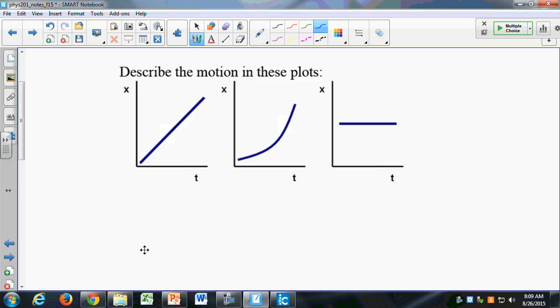Because the slope is constant. That means the velocity is not changing. If the velocity is not changing, the acceleration is 0. Okay? Yeah, with me? That's pretty simple, right? Let me write that down.